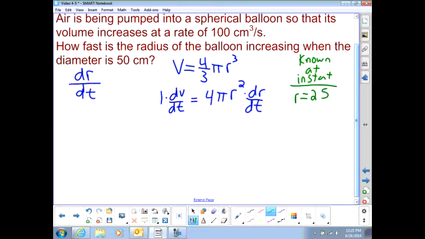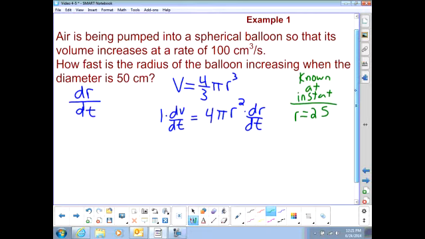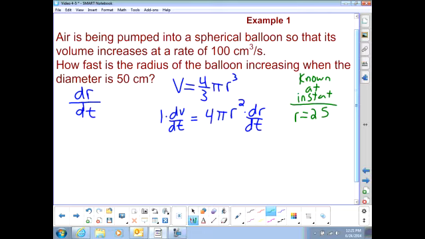Well, dV/dt, that is the rate at which the volume is changing. And we're looking for dr/dt. So because we're looking for dr/dt, we should be able to sub in for everything in the problem except for dr/dt. Well, they told us dV/dt was 100. So I'm just going to put this in as 100 because it's 1 times that. Equals 4 pi. Our radius is our radius at an instant. Well, we know that that's 25. So we can plug 25 in there.